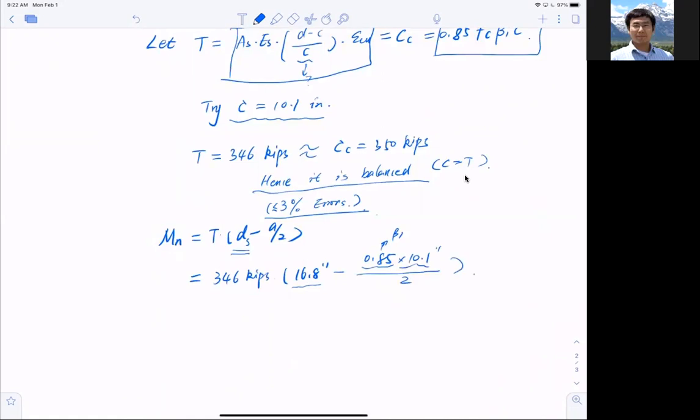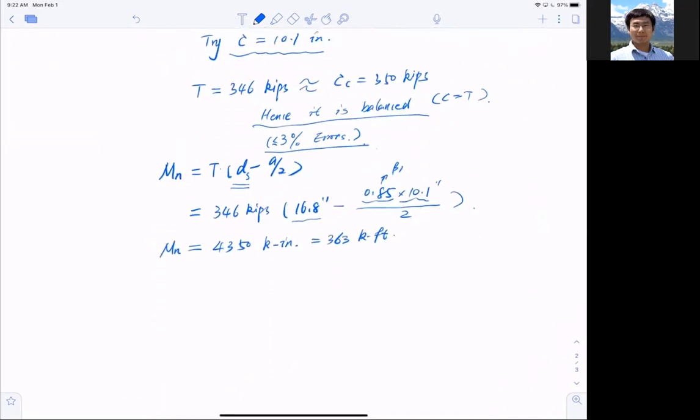Okay, and this eventually gave you a 4,350 kip-inch, and you can divide it by 12 to get kip-foot. That is 363 kip-foot. And that is your nominal moment capacity, 363 kip-foot.